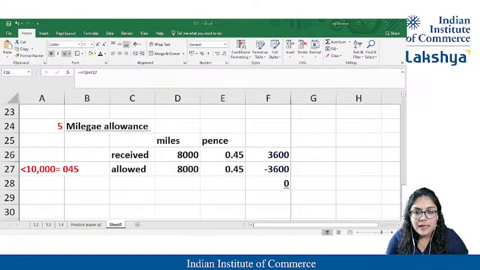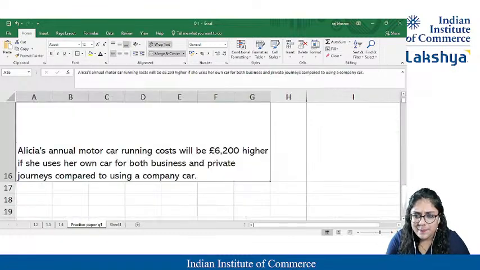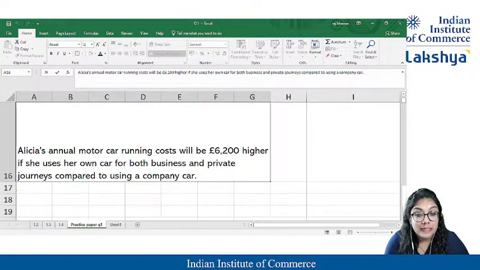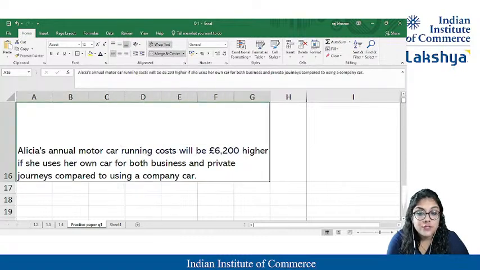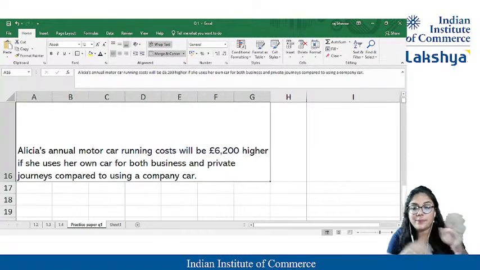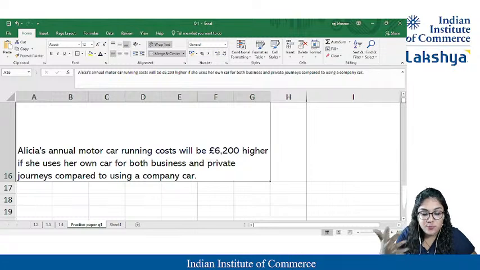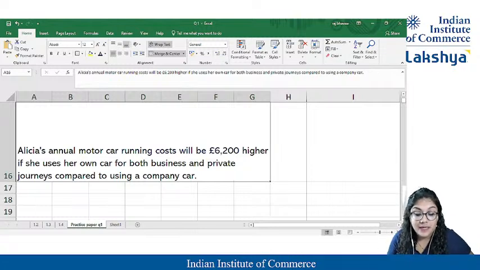Now there is one more question of motor car which was pending. Let's figure it out over here. Alicia's annual motor car running cost will be 6,200 higher than if she uses her own car. If she's using her own car for her business and private purposes, her motor car running cost will be 6,200.